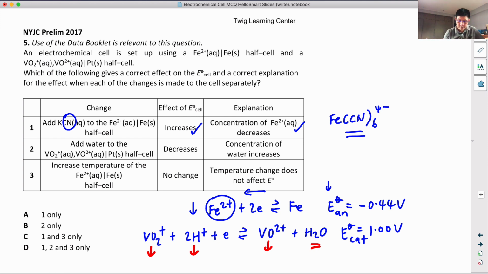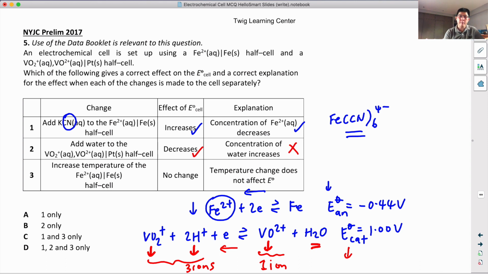So you can see on this side there are actually 3 ions, and on this side there's only 1 ion. So when the concentration of aqueous ions decreases, it wants to shift to the left. It wants to favor the backward reaction, to favor the oxidation reaction, so that it can increase the number of aqueous ions. And when that happens, E cathode will decrease. So when E cathode decreases, E cell will also decrease. So this statement is correct, but this statement is wrong.